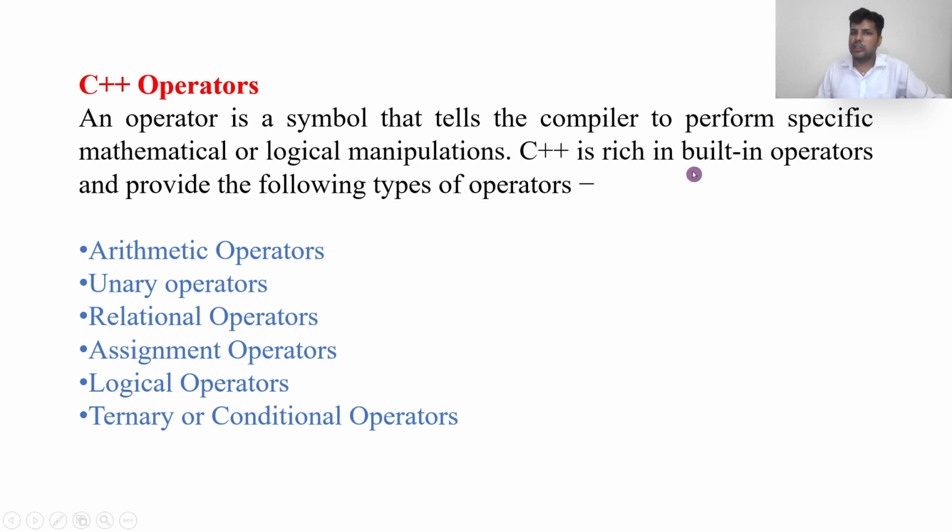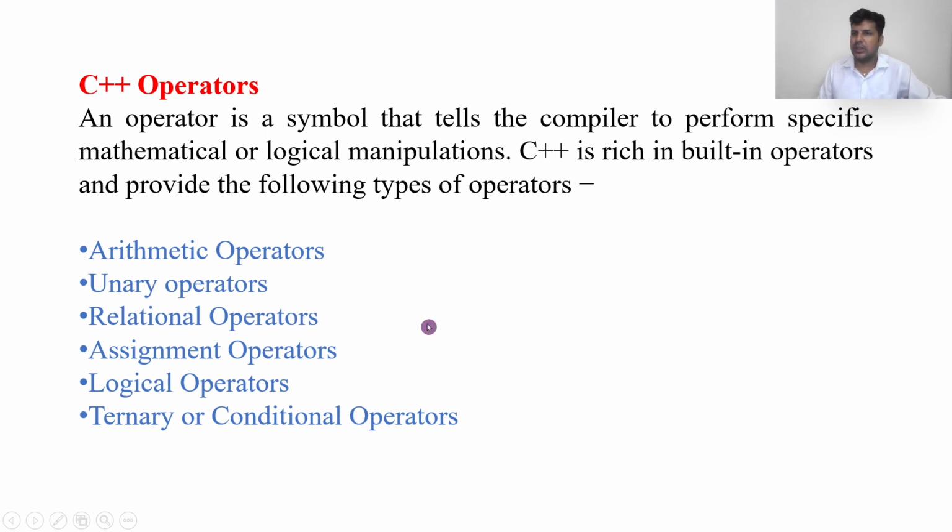C++ is rich in built-in operators and provides the following types of operators. There are several operators, but mainly I have taken the important ones, which are the arithmetic operator, unary operator, relational operator, assignment operator, logical operator, and ternary or conditional operator. So let us see them one by one.